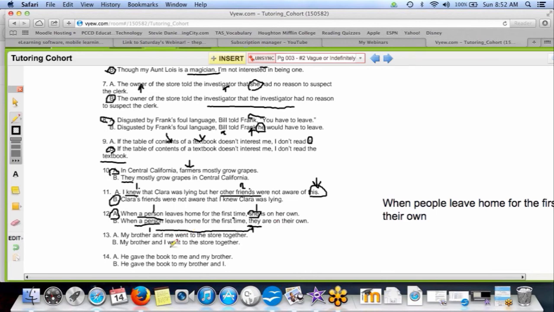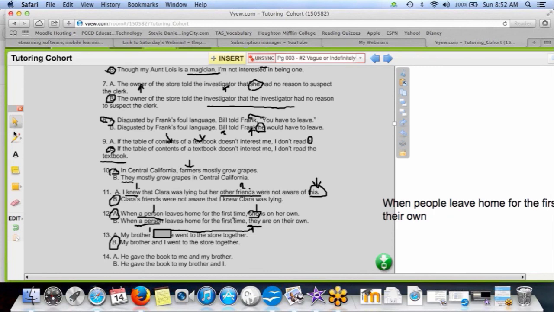Okay, so now let's go to my brother. My brother and me went to the store. My brother and I went to the store. Correct answer B. And let me teach you a little trick here. I'll do it now. Okay, so let me show you something. You could take a little box or with your thumb, you can cover up one subject in a sentence just to be sure. So let me take a box and cover something up here.